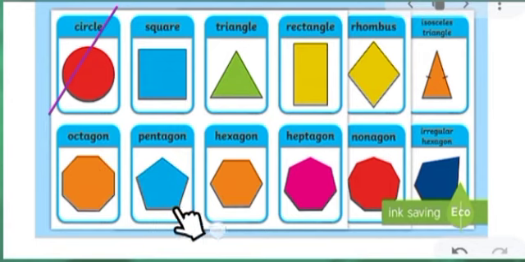Here we have 5 sides. 1, 2, 3, 4, 5. 5 sides are there. We can say the name is pentagon. It has 6 sides. We can say it's a hexagon. We can find out 1, 2, 3, 4, 5, 6, 7. 7 sides are there. We can say the name is heptagon, nonagon. So like that we can name the shapes based upon their sides.